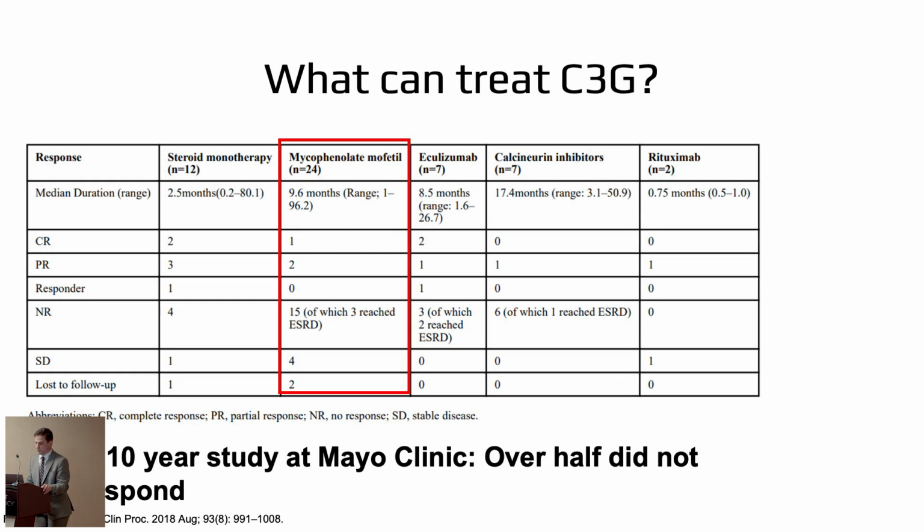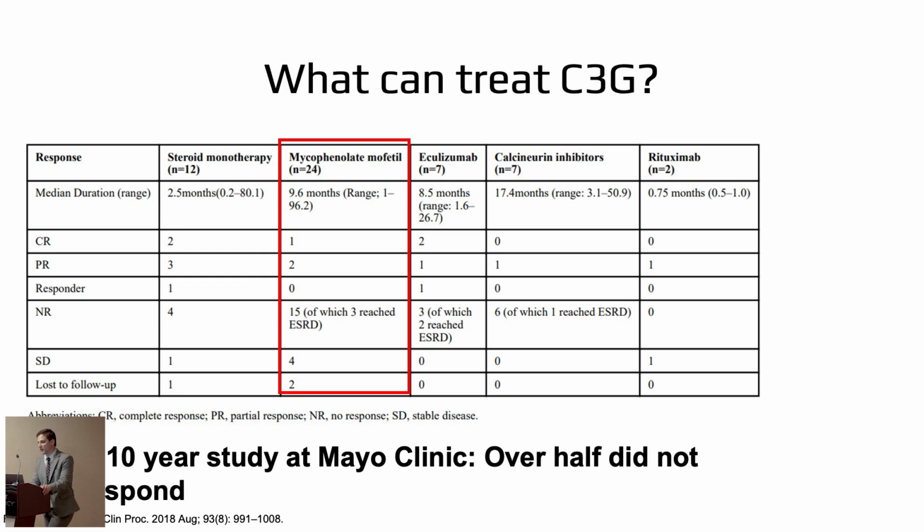So this is data from the Mayo Clinic a few years ago. And what I want you to note about this is the amount of patients we're talking about is so small. So this is 10 years of the Mayo Clinic, going back to their biopsy registry, looking at all these patients. There were 24 patients that got MMF. There were 7 that got eculizumab, 7 that got calcineurin inhibitors, 2 that got rituximab, and 12 that got steroids. It's over 10 years. You cannot tell reasonably what works.